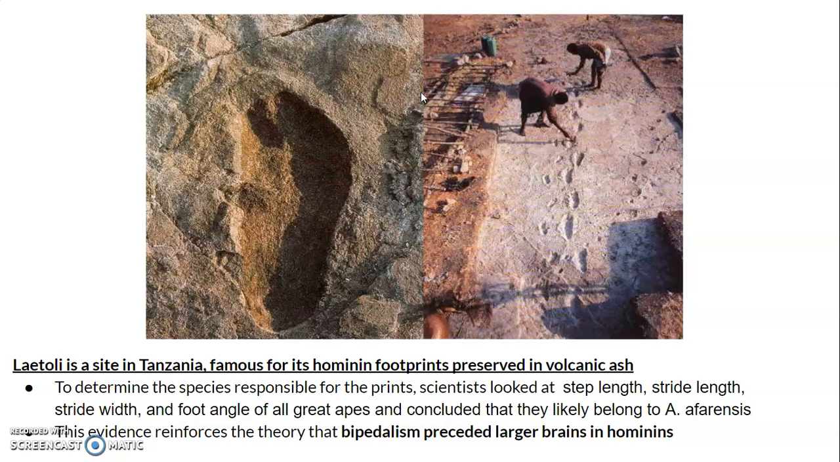Okay, these are the footprints of Laetoli. So this is in Tanzania around Lake Victoria, and Australopithecus footprints were preserved in volcanic ash, so they walked along volcanic dust basically, which settled and hardened, providing fossil evidence of bipedalism millions of years ago, which is really cool. So this evidence reinforces the idea that bipedalism preceded larger brains. So she had a small brain, but she walked on 2 legs.